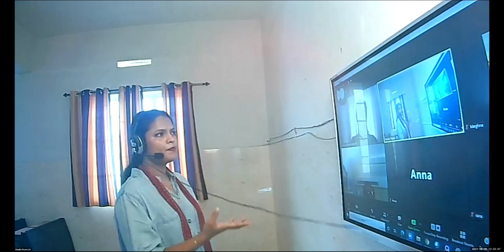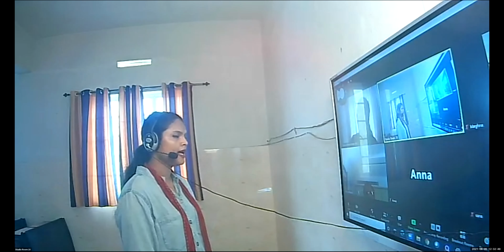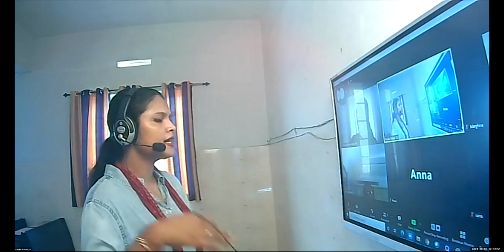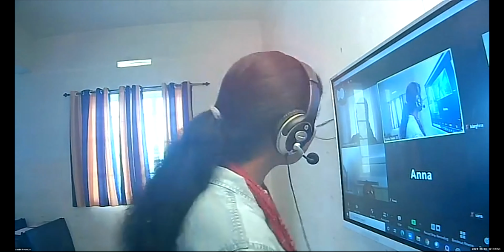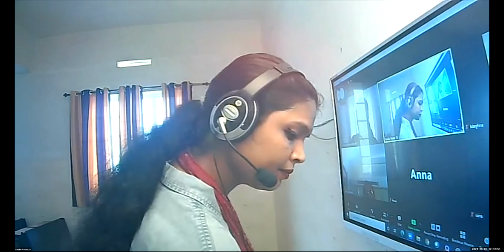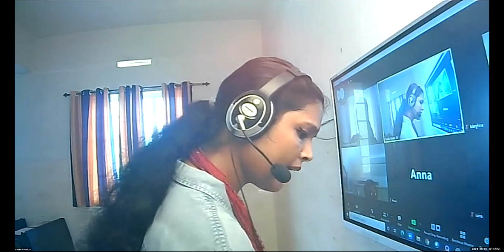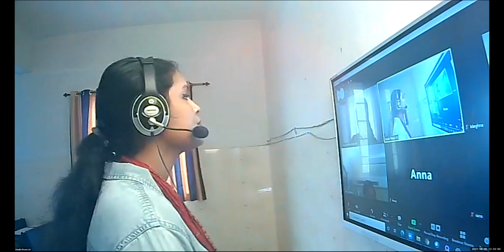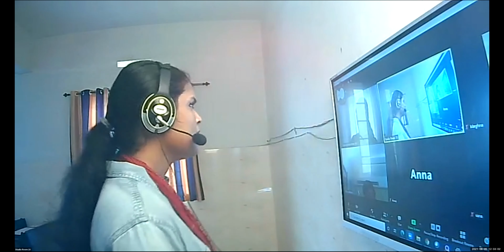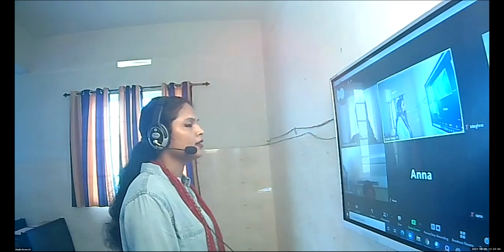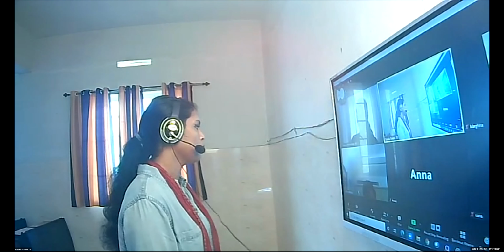So different types of underlying fabrics are there. Interlining is there, interfacing is there, lining is there. Like that, different types of underlying fabrics are there. So what is meant by lining? You all might know what lining is.